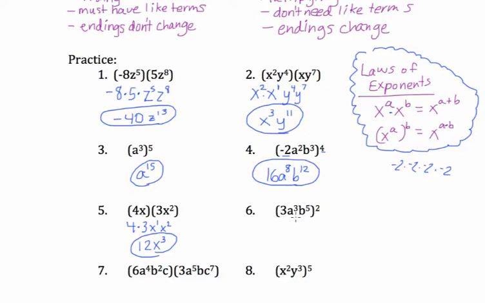Okay, I'll raise each of these to the 2nd power. So 3 squared. Be careful, it's not 6. 3 squared means 3 times 3, that's 9. Okay, now a to the 3rd squared. When you have an exponent raised to another exponent, you multiply the exponents. That'll be a to the 6th. 5 times 2 is 10, b to the 10th.